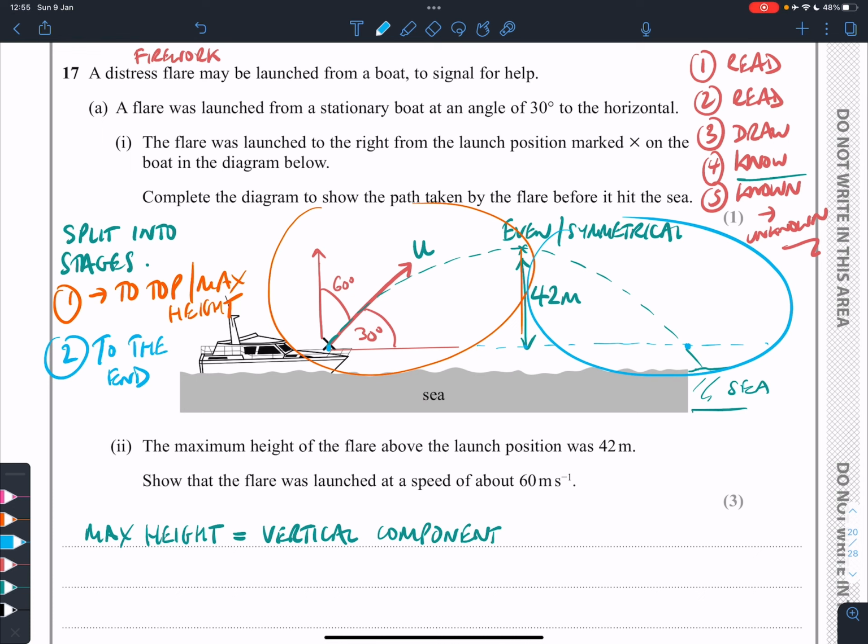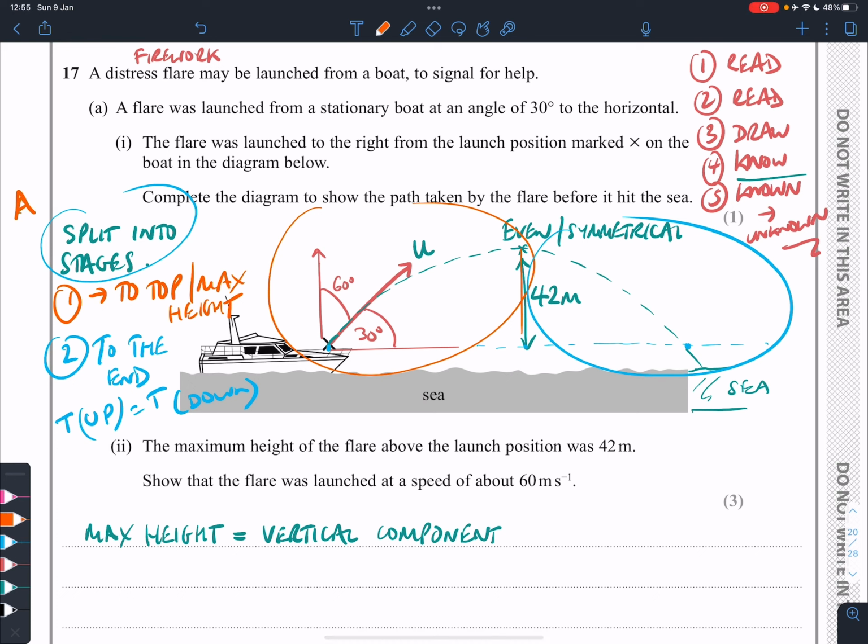You split it into two parts, and the time to go up is equal to the time to go down, at least back to the same position. It won't actually get into the sea in that time. It'll take a tiny bit longer to get into the sea. Okay, so maximum height, vertical component. So you split into the stages and then you split.